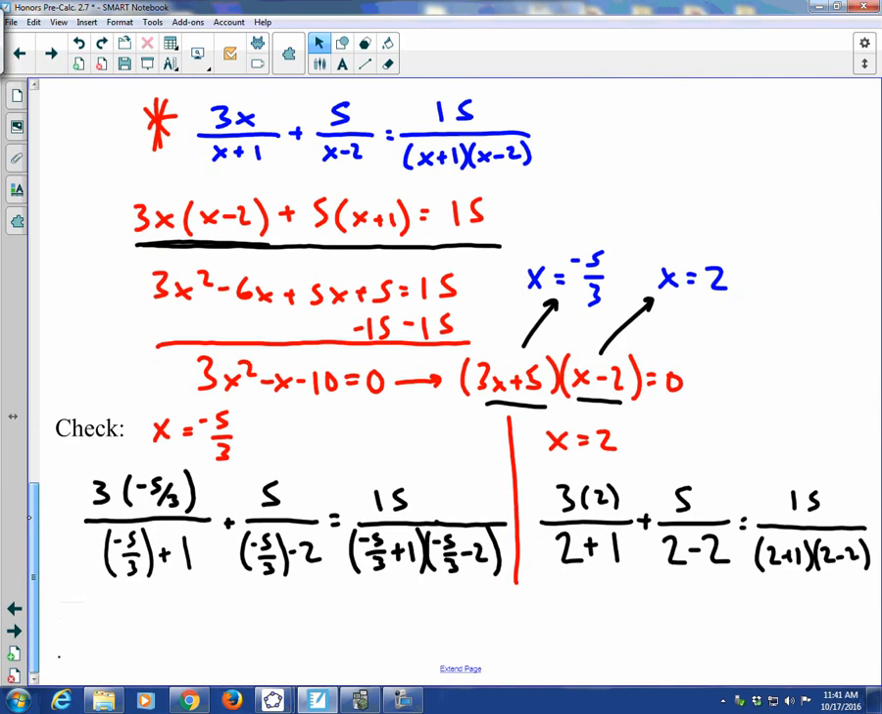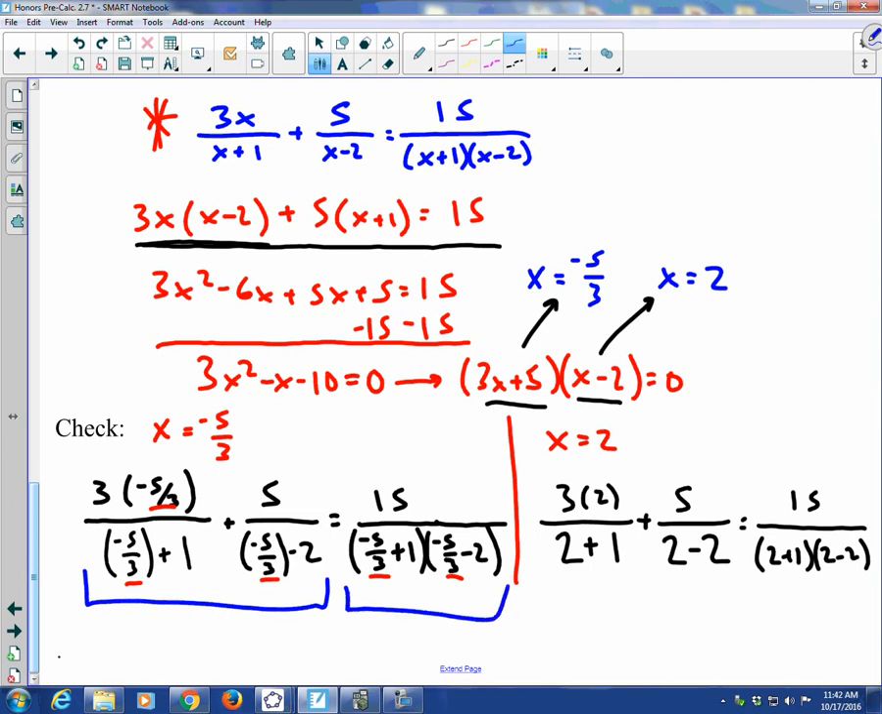So right here, plugging in our negative 5/3, we will plug in obviously everywhere we see an x. Now, we can do the algebraic manipulation here to show that both sides are equal, but an easier way to do this is to type both sides into the calculator and see if we get the same number. I think that's the fastest and easiest way to do it.